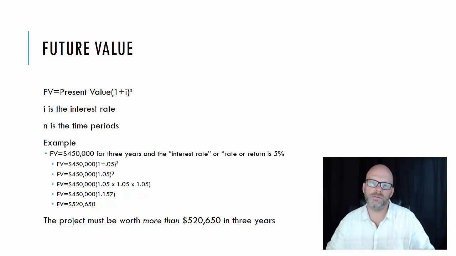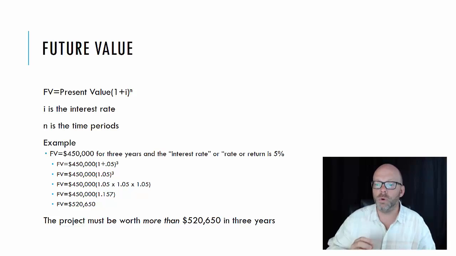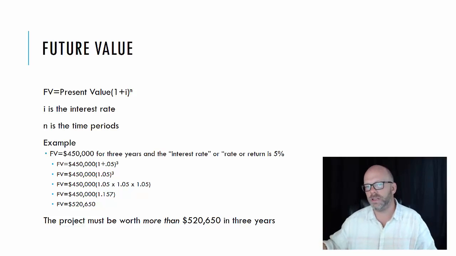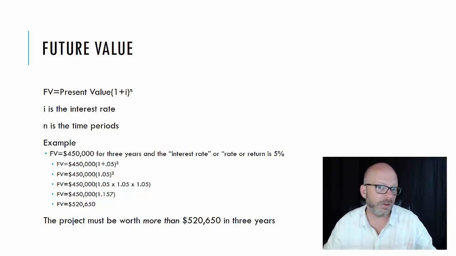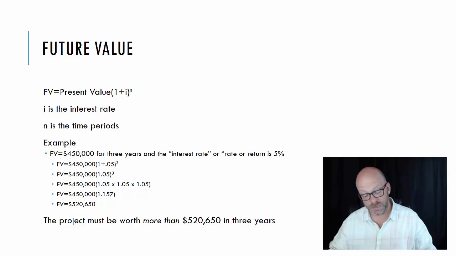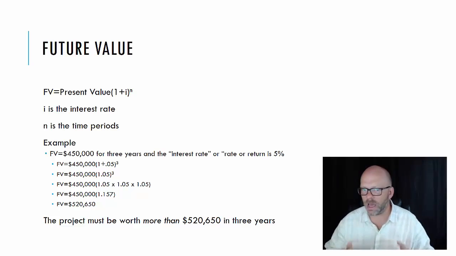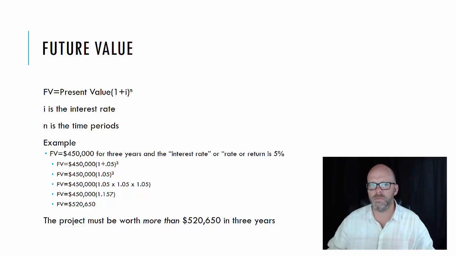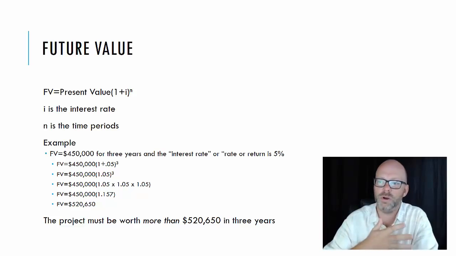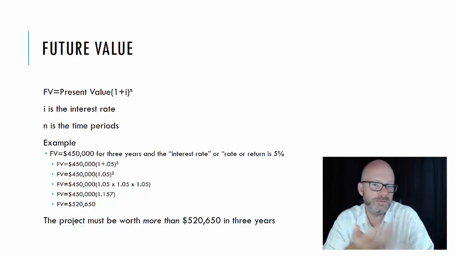So here's what all that means. The project that I propose to you must be worth more than $520,000 in 3 years. So if I say I need $450,000 for this project, and it's going to take 3 years, and you do the math, and in 3 years it's only worth $490,000, unless I'm really obligated to do that project, that's not a good choice. It would be better to take the $450,000 and go put it in an investment somewhere where I could get a 5% return or 6% or whatever they tell us in the exam.